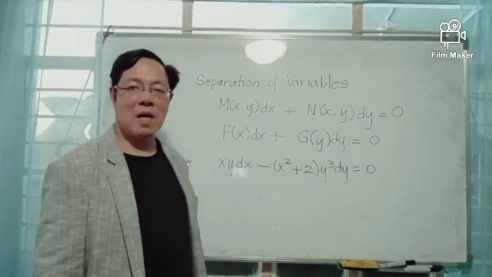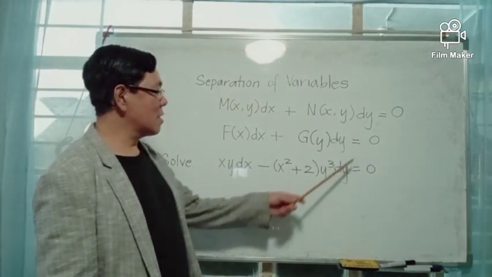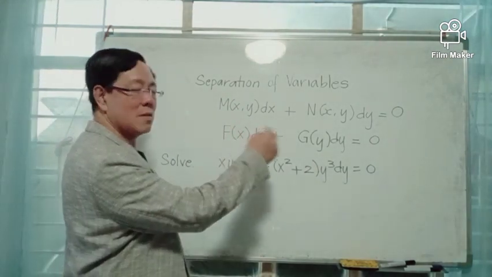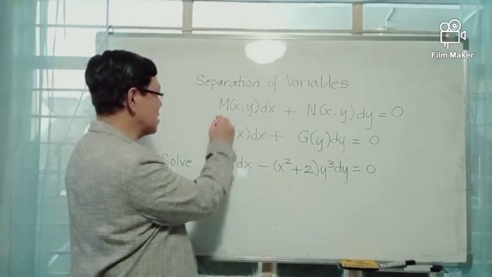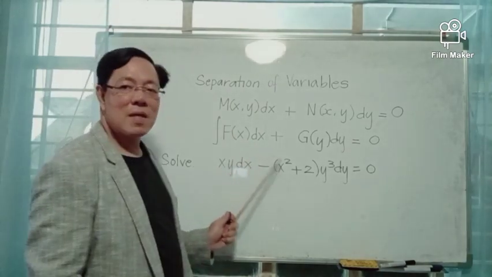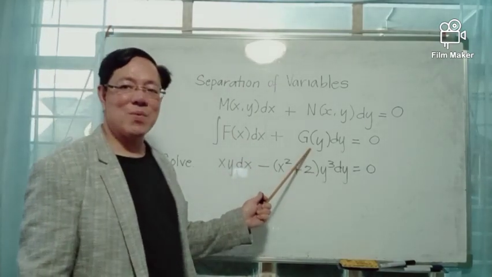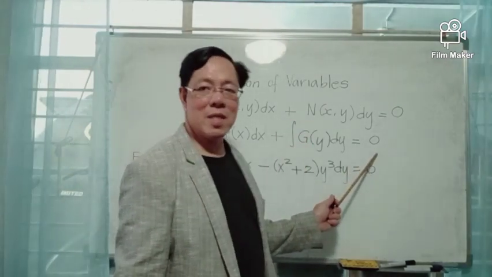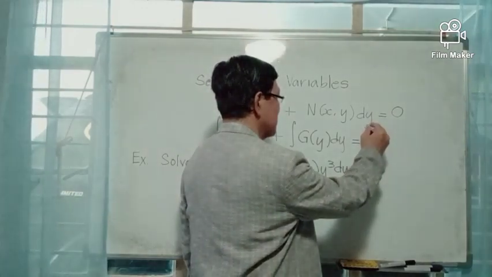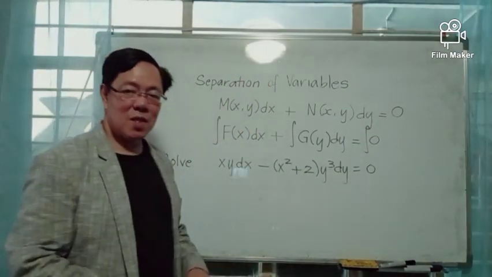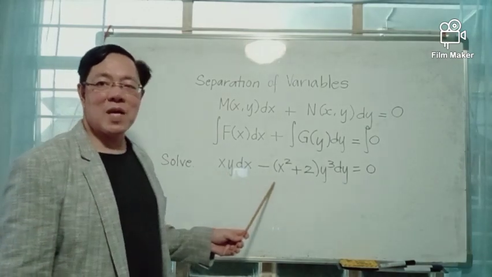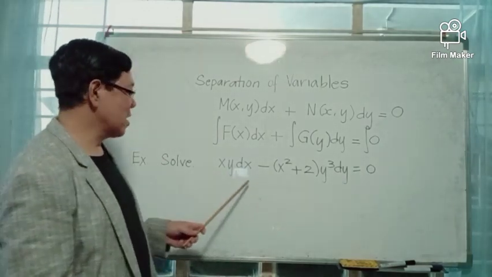And after separating the variables, the solution can be obtained by integrating both sides. The first term we integrate with respect to x. The second term we integrate with respect to y. And we integrate 0, which gives us a constant. We solve this differential equation by separation of variables.